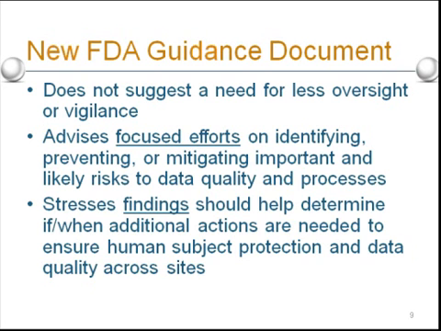So the FDA guidance does not suggest a need for less oversight or less vigilance. I think what they're looking for is really smarter oversight and smarter vigilance that's focused on the areas that make a difference for the clinical trial and that always ensure the safety and well-being of the participants in the trial.